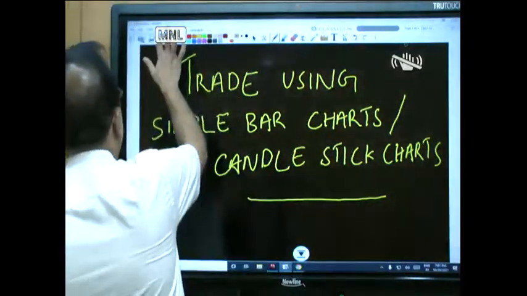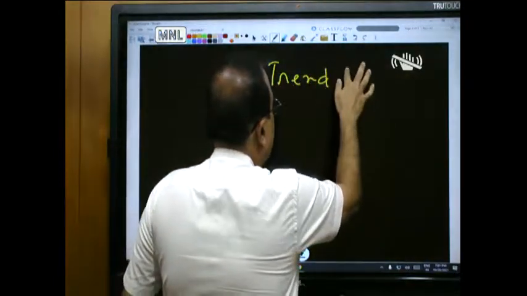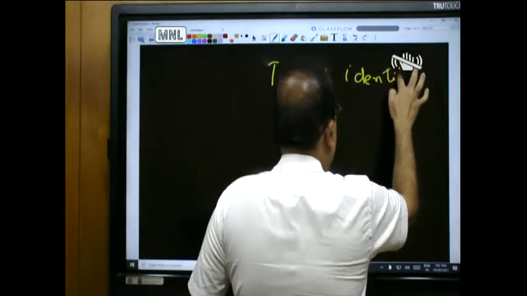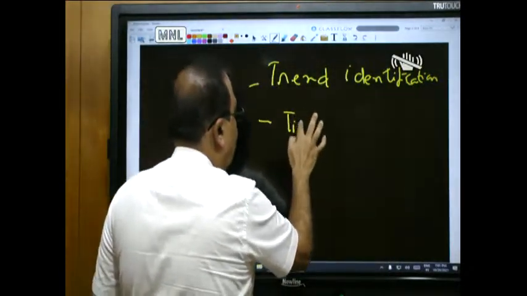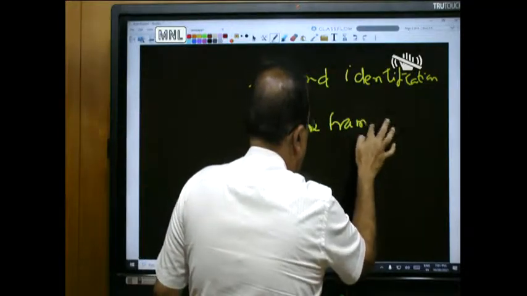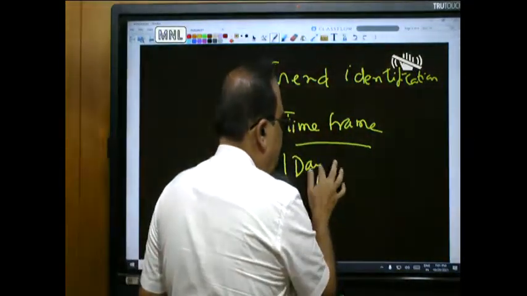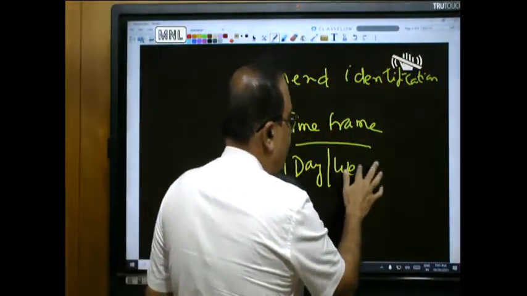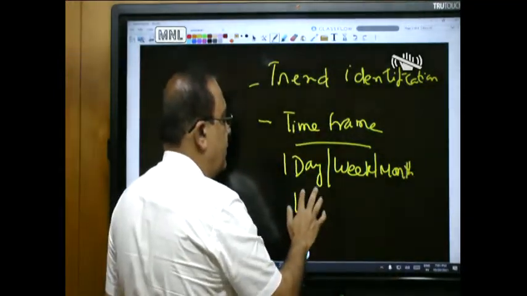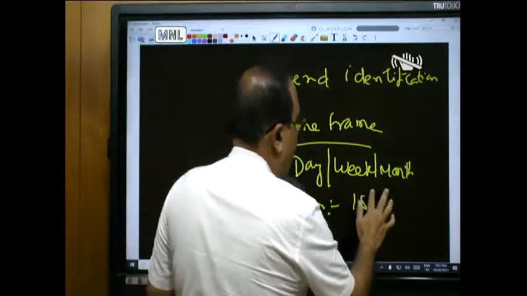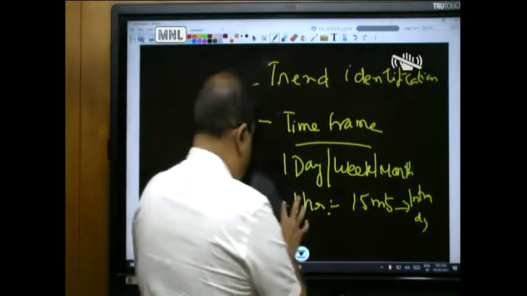Now, the basics of any trading: first is trend identification, right? Trend identification. First is trend identification. That is basically the time frame you have to choose depending on your comfort. It could be one day for trading, a week or month for investments, it could be based on a 1 hour chart, or 15 minutes for intraday.